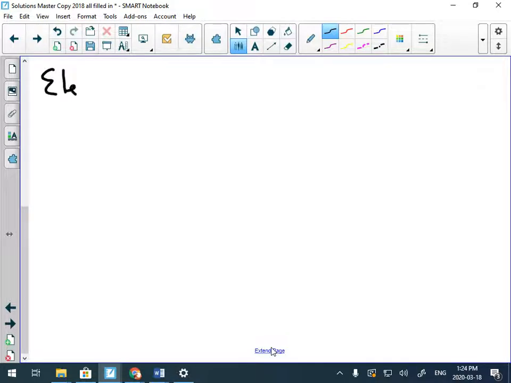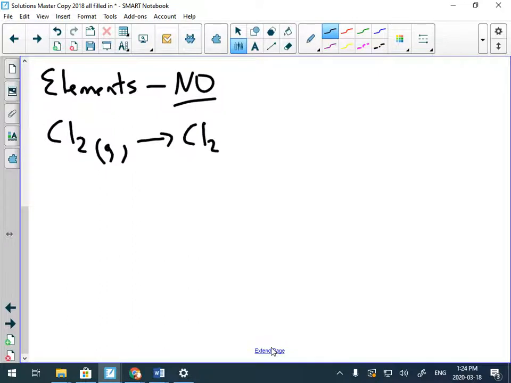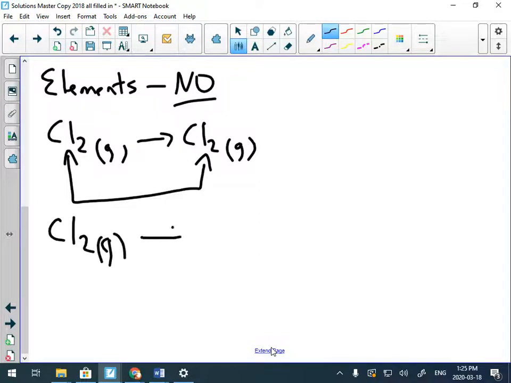Elements. No, they don't do anything. If you have an element like chlorine gas, guess what? It stays chlorine gas. Do you see how they're the same? I don't want to see this on an assignment. Nowhere did I show that.